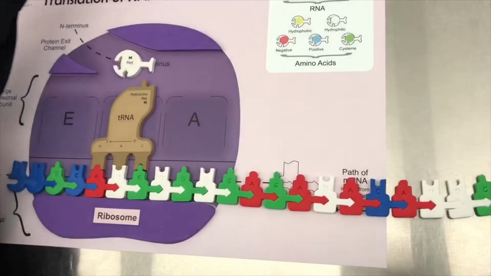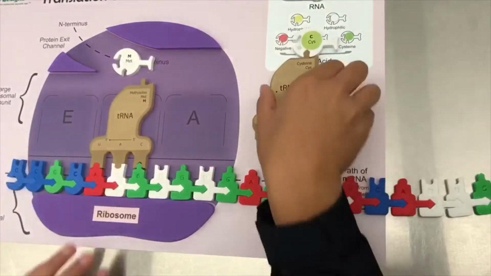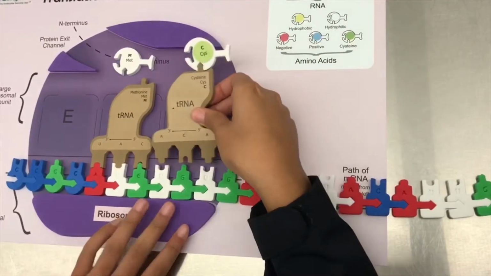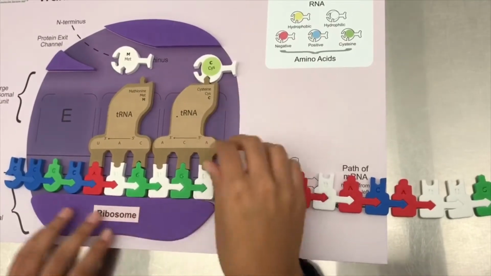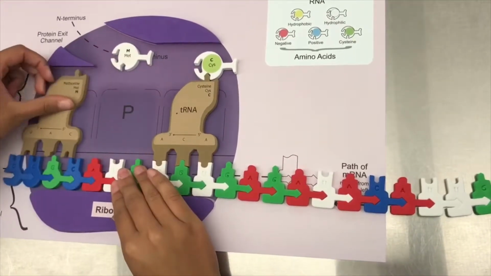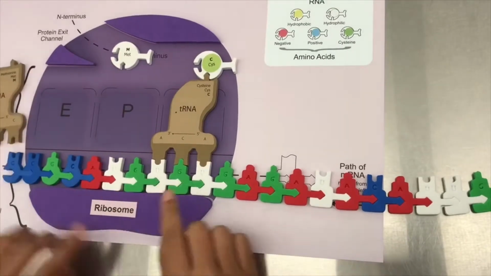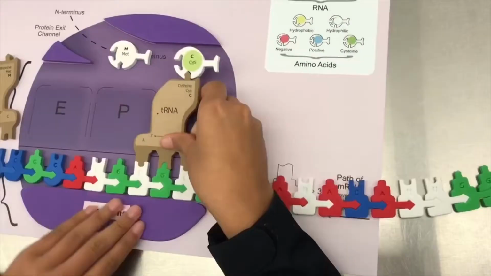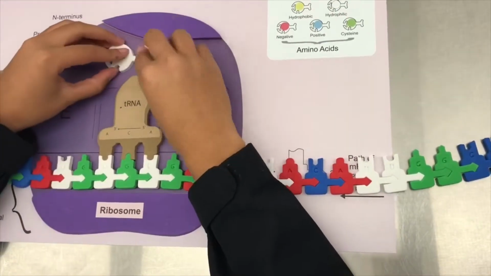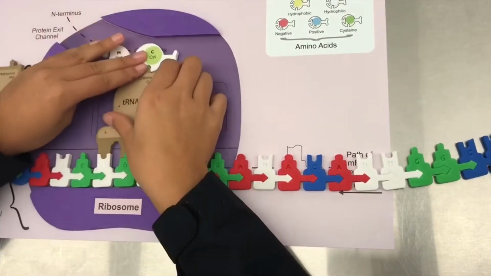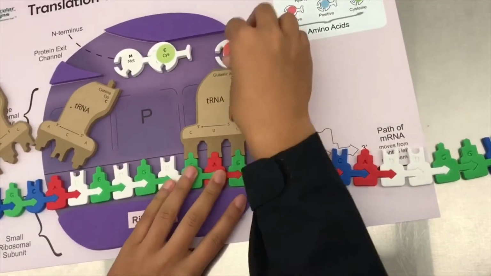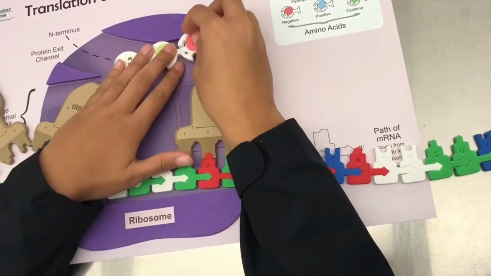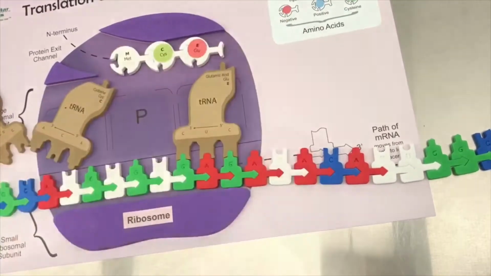When the A site is free, the next tRNA comes in. After the amino acid detaches from its tRNA, the tRNA will travel to the E site, where it gets ready to leave the ribosome. Because the P site is now open, the second tRNA will move along to the P site, and the amino acid will detach and bind to the previous amino acid that is sitting in the protein channel. Once again, the tRNA moves from the P site to the E site. This process continues until we have made a polypeptide chain, which is amino acids bound together by peptide bonds.